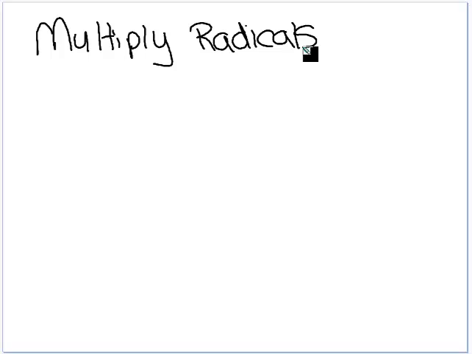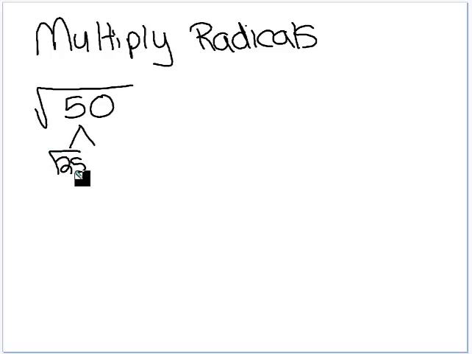Everybody have this down? Quick review. How would I simplify the square root of 50? I look for the perfect square that can go into it. I know that 25 can go into it, so I can break this into the square root of 25 times the square root of 2. What is the square root of 25? 5. So I'd have 5 square roots of 2. This is on simplifying radicals. So today we're going to add a little bit more.